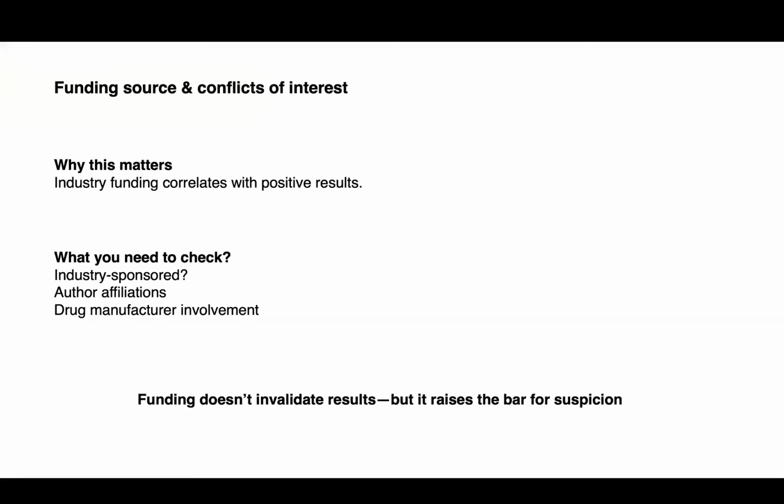Then towards the end of the study, they usually mention the funding source and the conflicts of interest. Why this matters is industry funding correlates with positive outcomes most of the time. So what you need to check is whether it is industry sponsored, and if there are author affiliations or drug manufacturers involved. Funding per se does not invalidate results, but it raises the bar for suspicion. So if these funding terminologies are there, then you need to look a little more in depth into the content because there is a potential for bias.